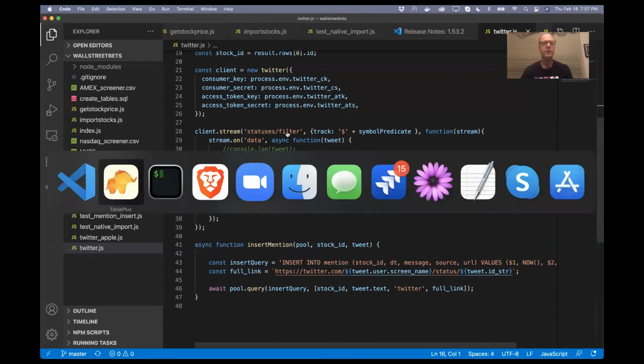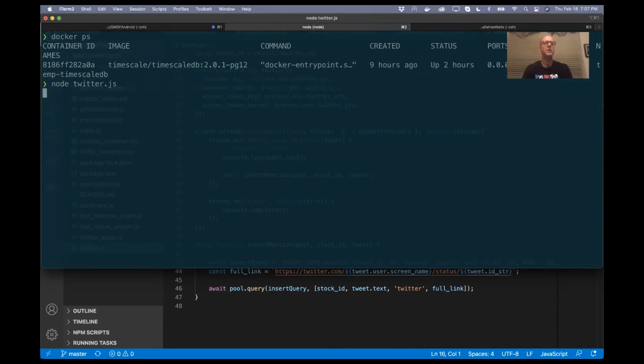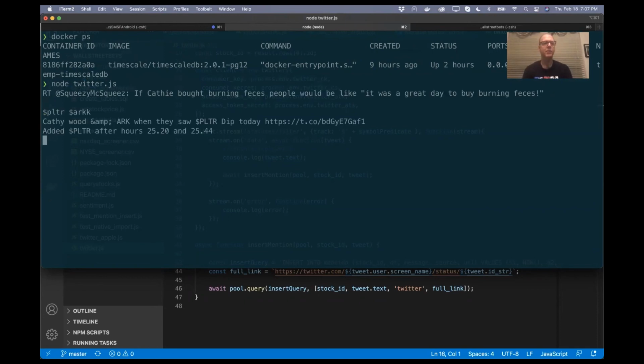So what I'm going to do is come back over here to my terminal, and I'm going to say node, and there we can see that some people are talking about Palantir. Now, what's interesting about this is if you look at this mention right here, this mentions Kathy Wood.